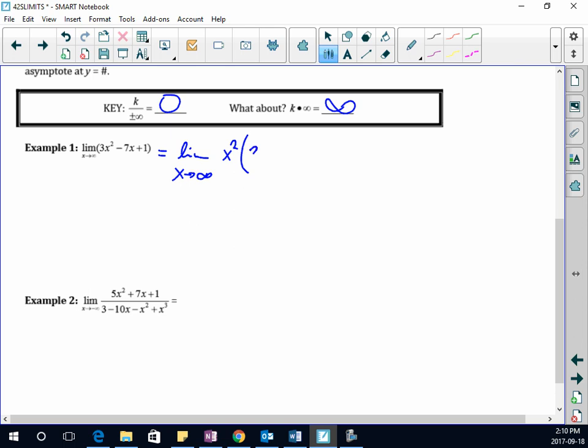And what am I left with? I'm left with 3. What am I left with for the minus 7x? Yes, minus 7 over x. So you know you're getting it. And then we get plus 1 over x squared. Does everybody see that that's what you get when you factor an x squared out? If you multiply the x squared back in, you get what you originally started with. Okay, so here's the key. When you sub in there and there and there, what do you get?